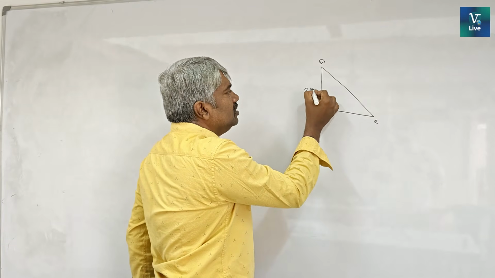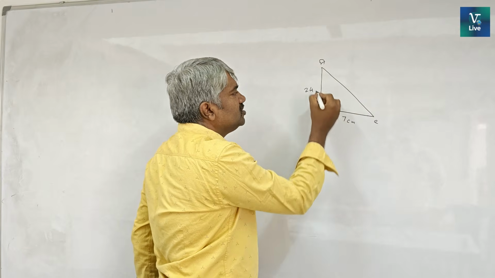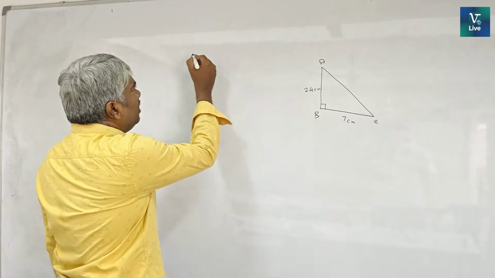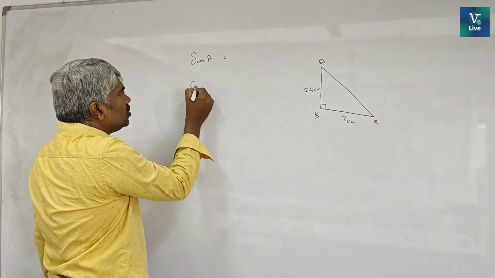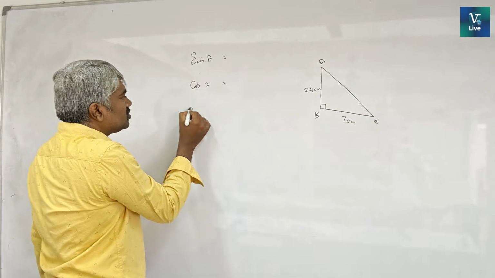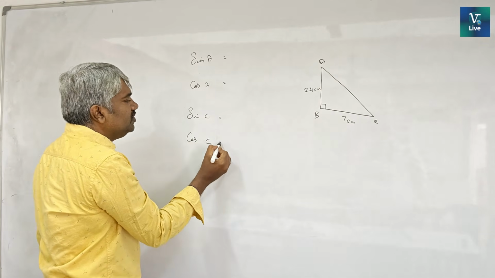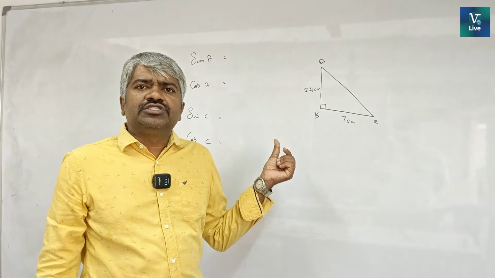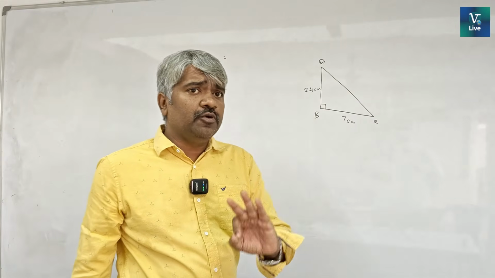So in this triangle, AB is 24 centimeters and BC is 7 centimeters, right? With the help of this data, we need to find the values of sin A, cos A, sin C and cos C, right? To find sin and cos theta, you need three pieces of data: opposite side, adjacent side and hypotenuse.